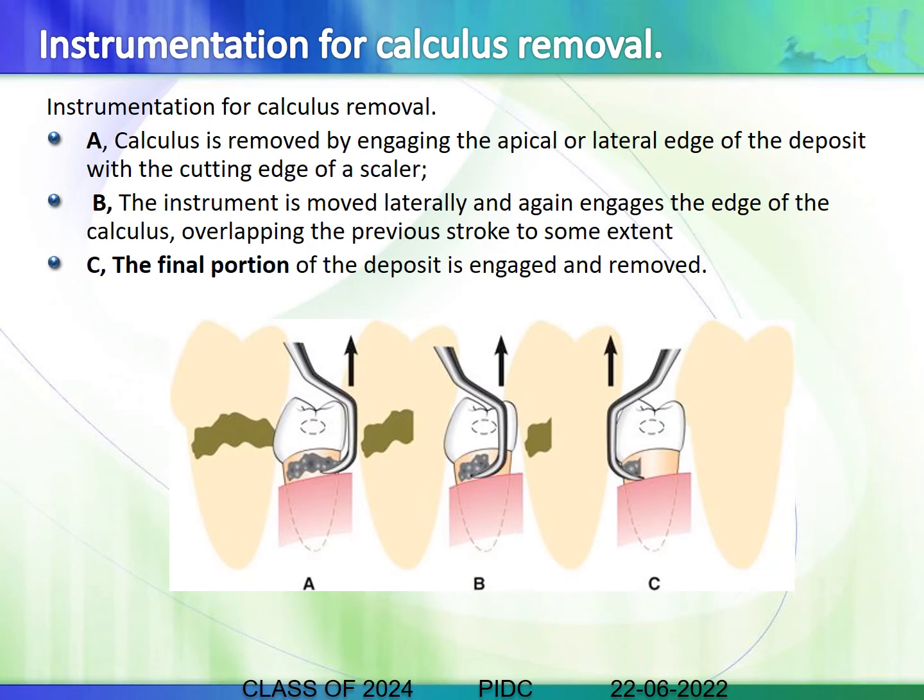Instrumentation for calculus removal: generally, when you're removing calculus, always try to engage the apical end of the calculus, or the lateral edge of the deposit, with the cutting edge of the scaler. The instrument is moved laterally, engages the second part of the calculus with an overlapping stroke, and then an upward pull motion is given. Then the final portion is engaged and removed. In short, try to catch the calculus apical to the deposit during manual instrumentation, and then give a powerful pull stroke for it to be removed.